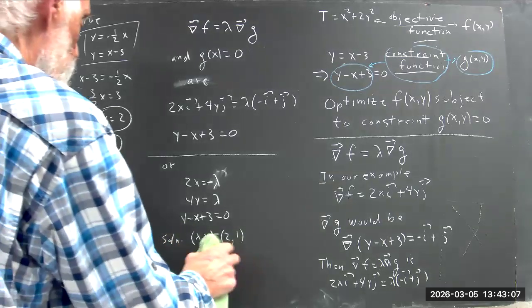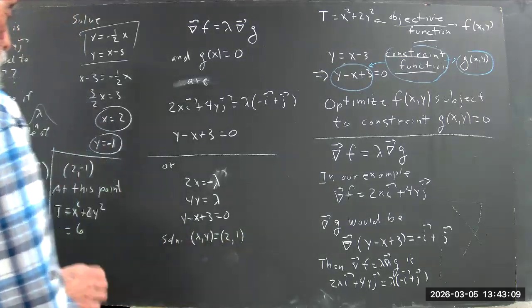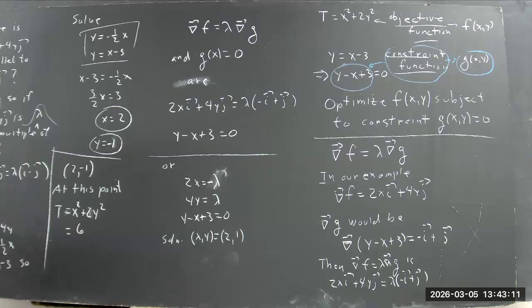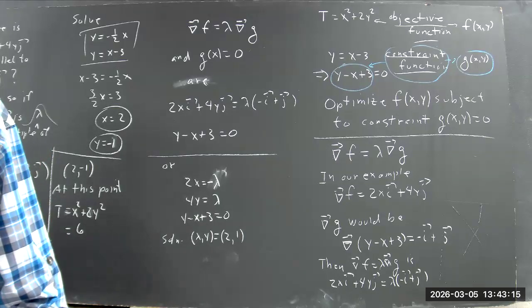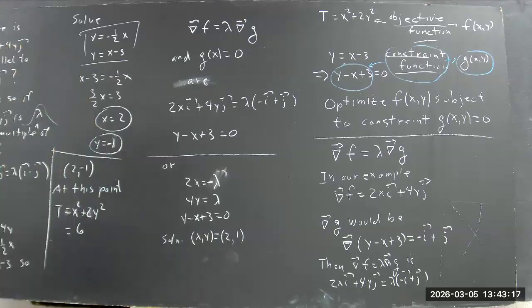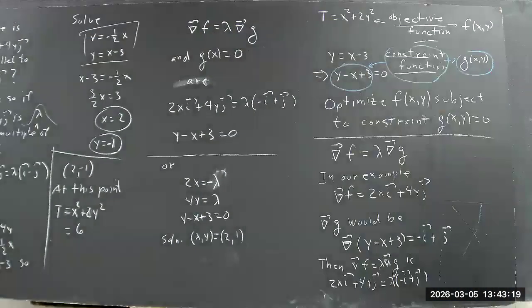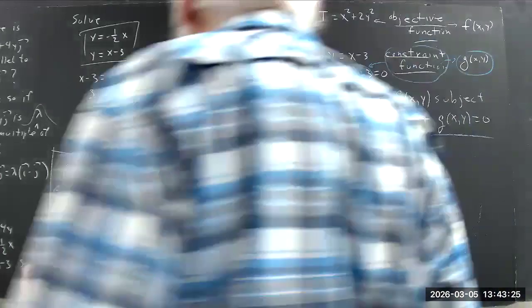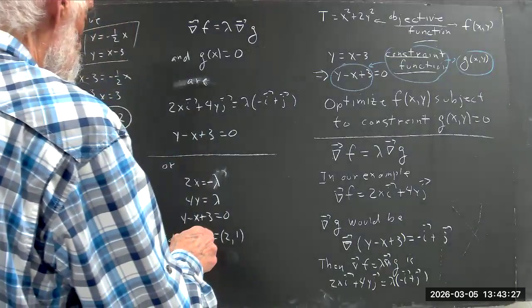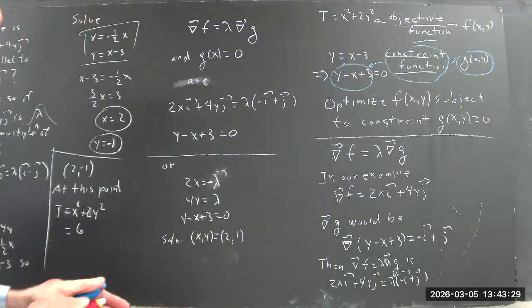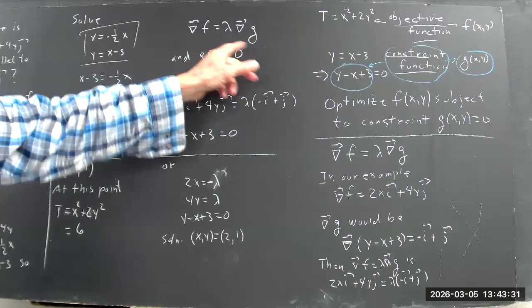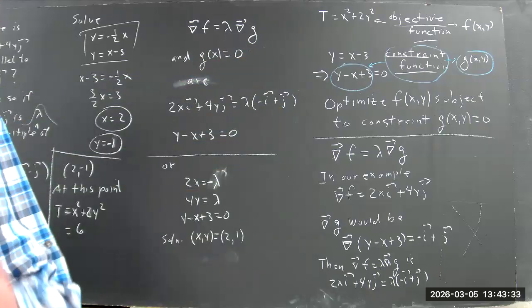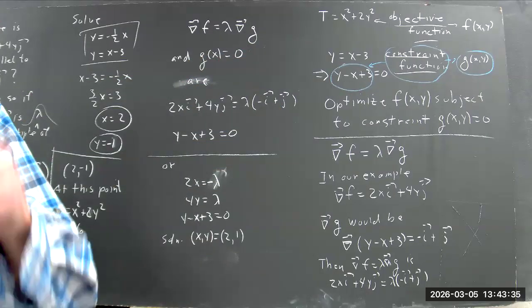I'm going to write the lambda thing. That's your general method. The key to understand and to apply the method is to understand that this equation is a vector equation.